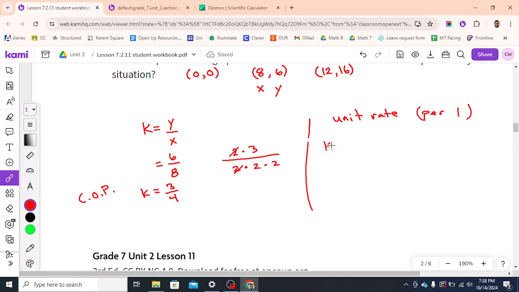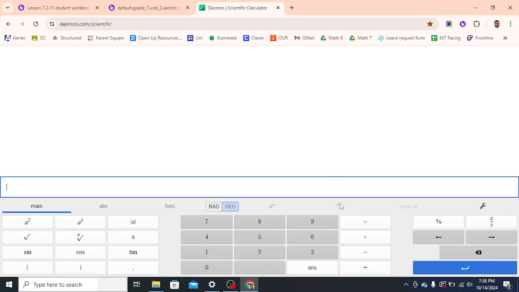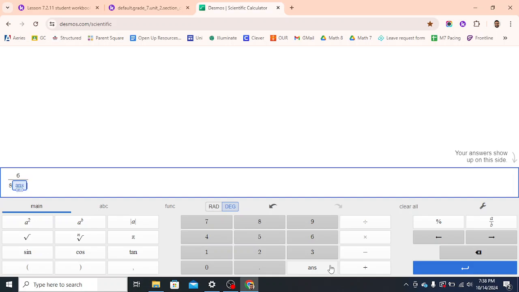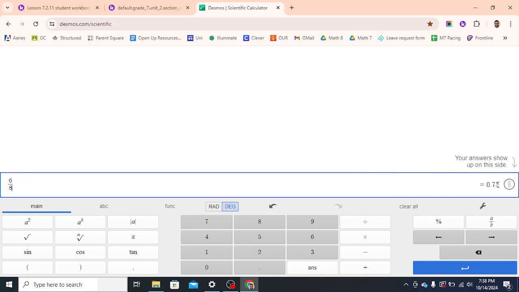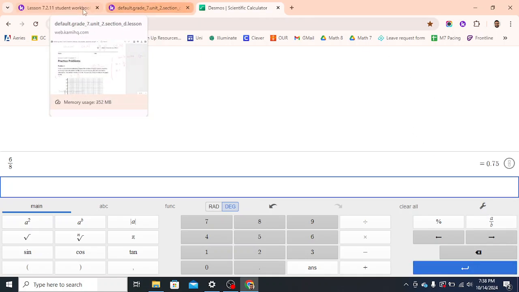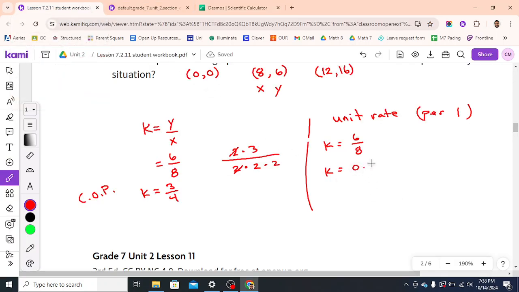So if I have it as 6/8, I would actually just type it into my Desmos calculator. I would type in 6 divided by 8. And that gives me, off on the right here, 0.75. Because again, I'm not going to put it divided by 1, but 0.75. Now that's probably a little bit better for us, 0.75. All right, let's pause there.